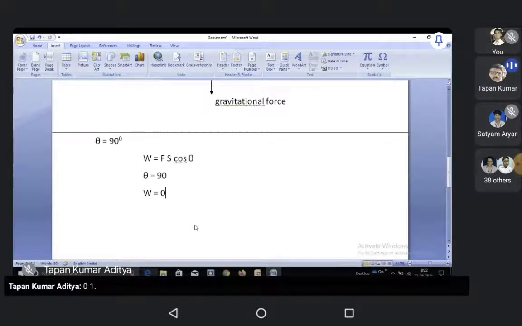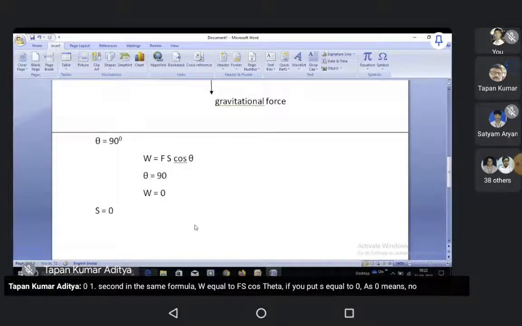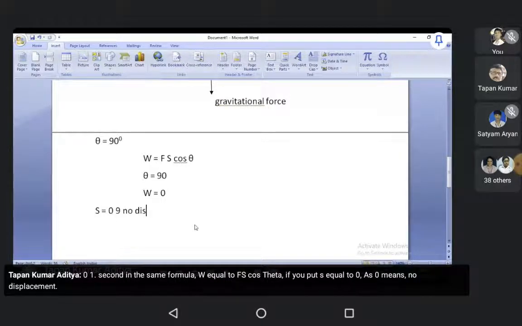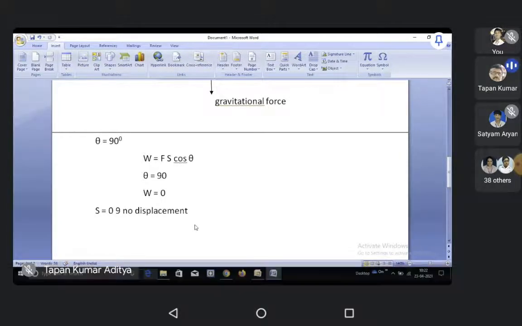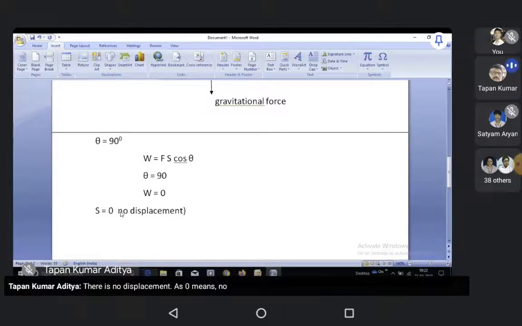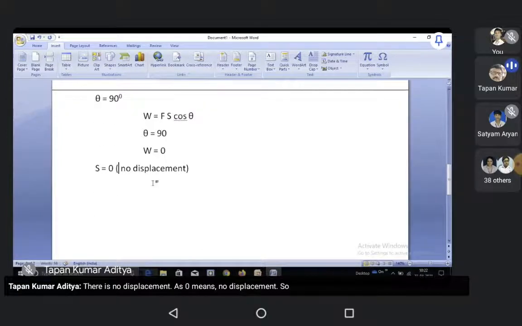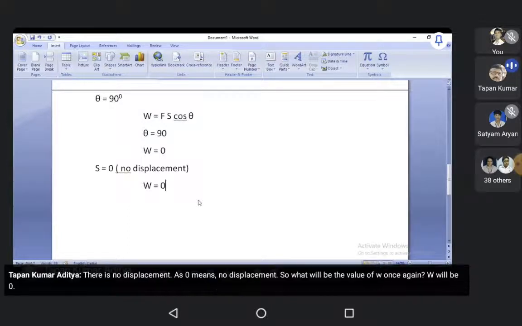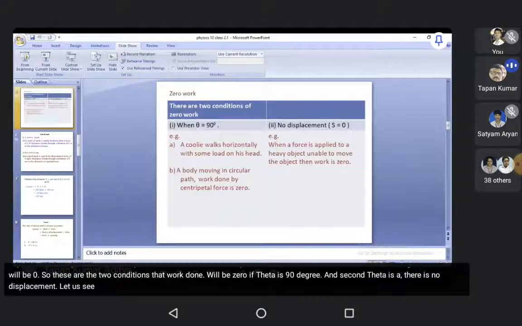Second is the same formula, W equal to Fs cos theta, and there is no displacement. As s equal to 0 means no displacement. So what will be the value of W once again? W will be 0. So these are the two conditions that work done will be 0: if theta is 90 degrees, and second, there is no displacement.